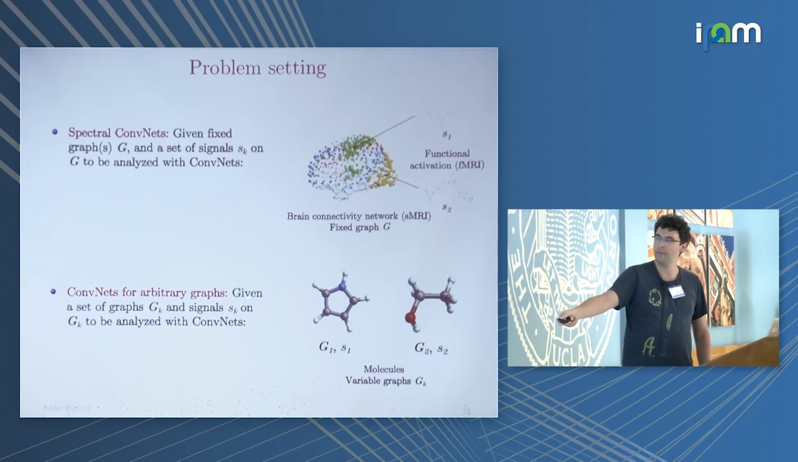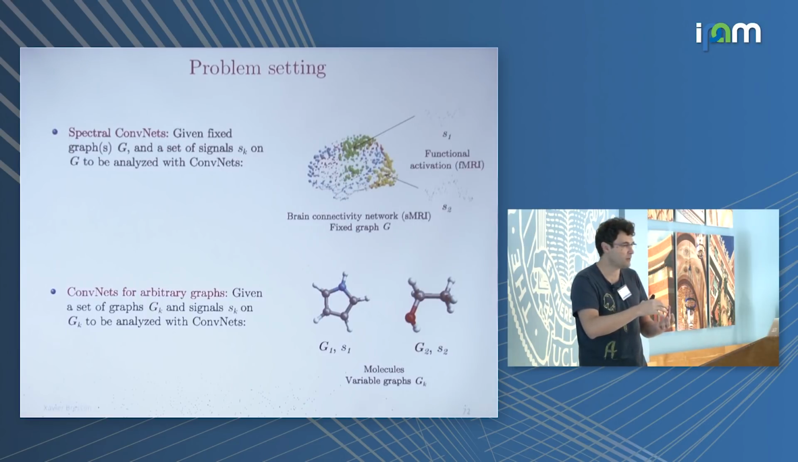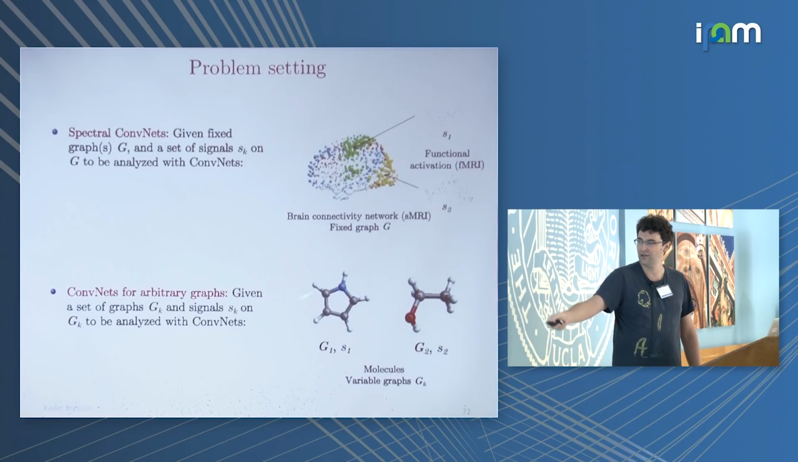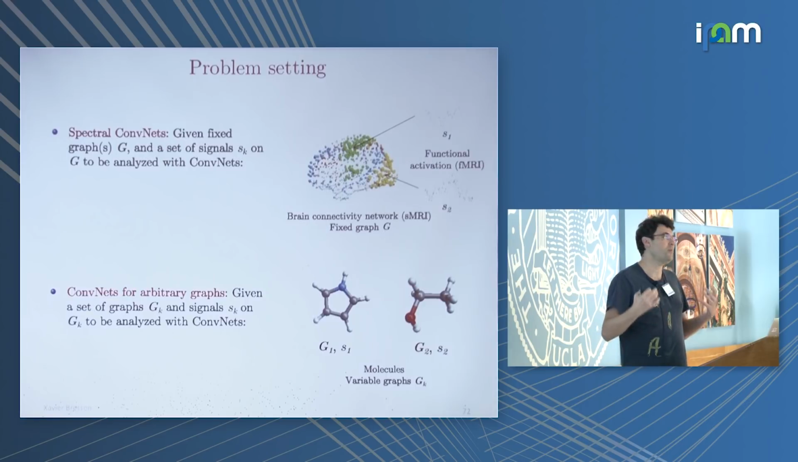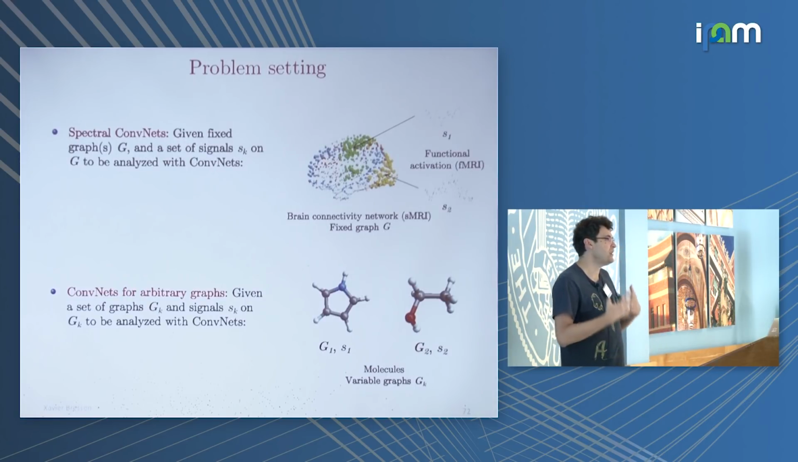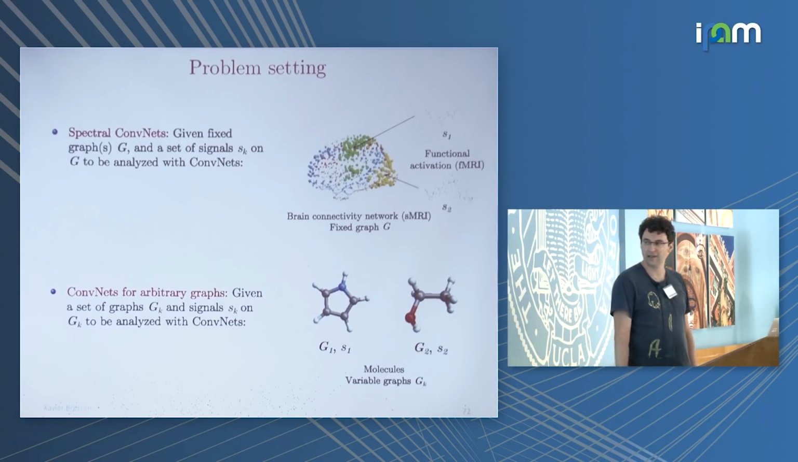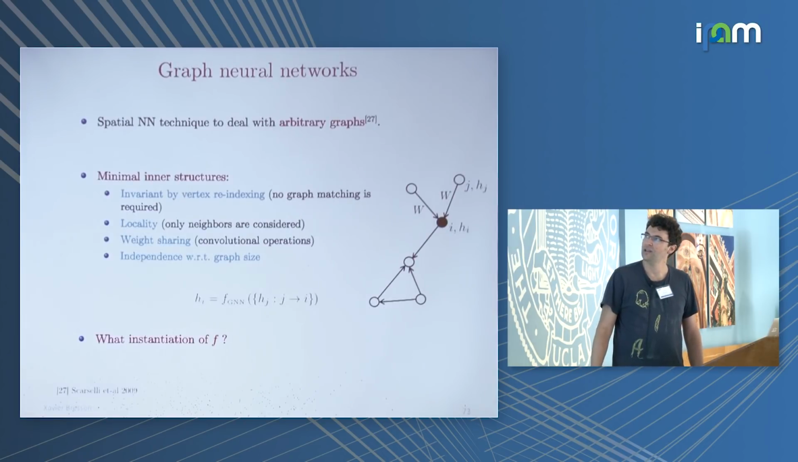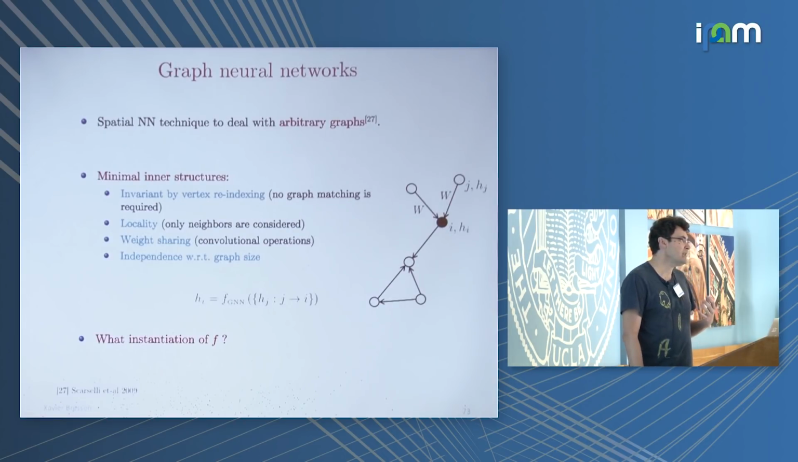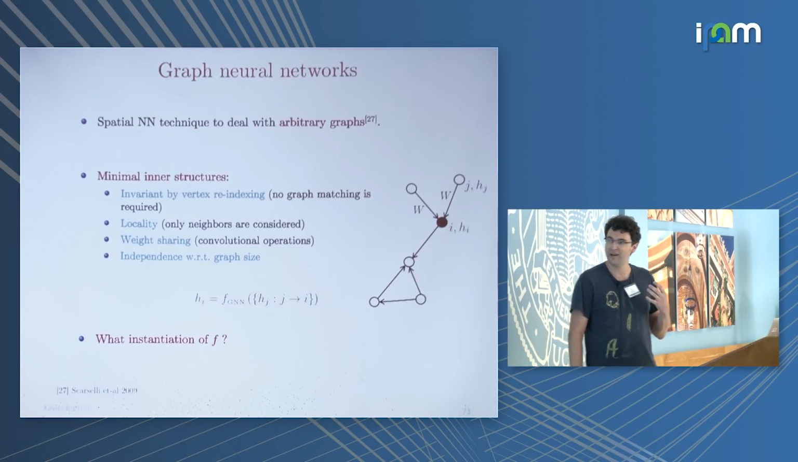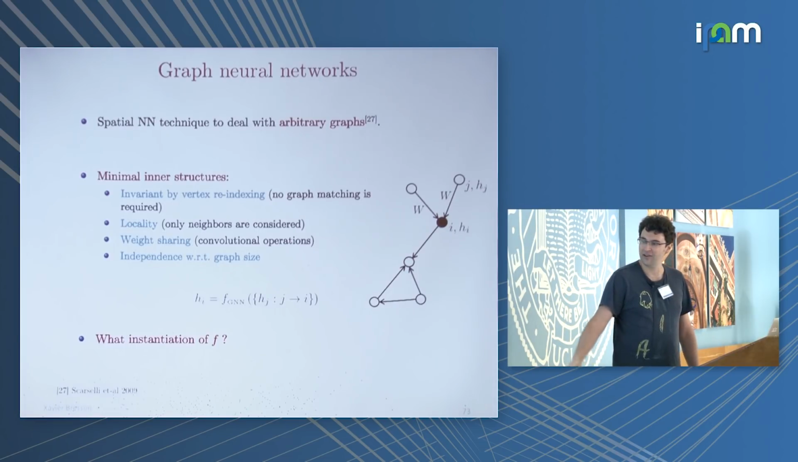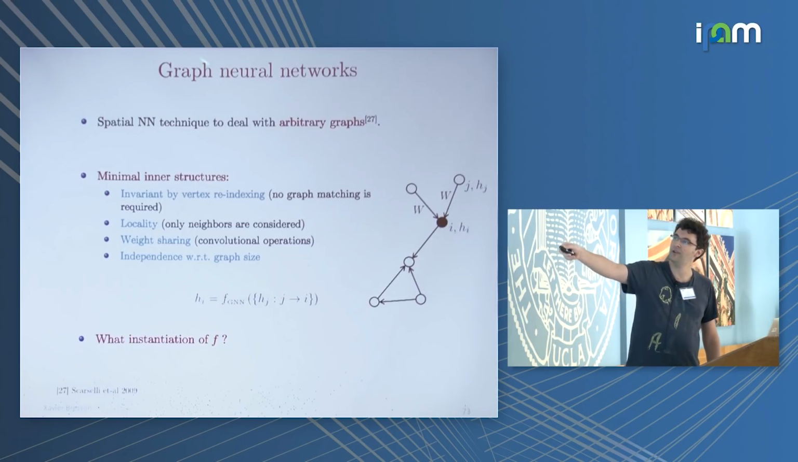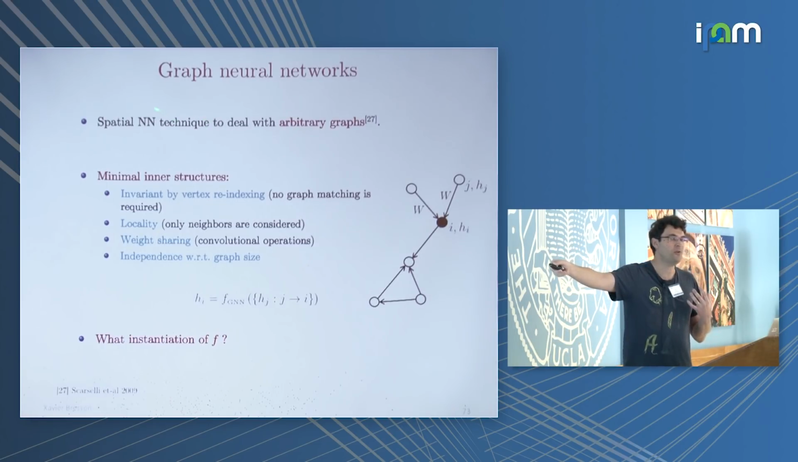We have some graphs, and on top of the graphs we have some signals, and we have a bunch of those, like molecules. How do we apply coordinates to do classification, to do regression, all the standard techniques? The framework to do that was given by Scarselli and his collaborators in 2009, and it is called the graph neural network. This is a spatial neural network technique that can deal with arbitrary graphs.